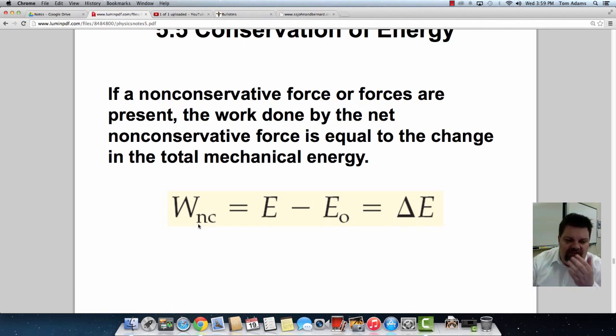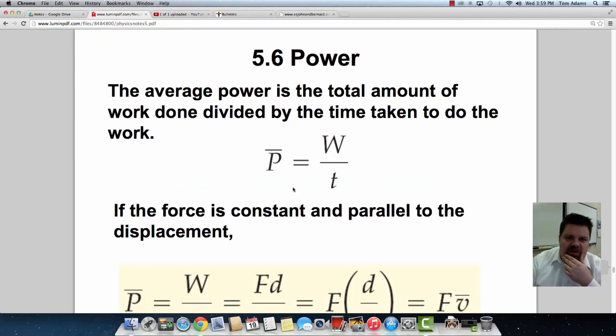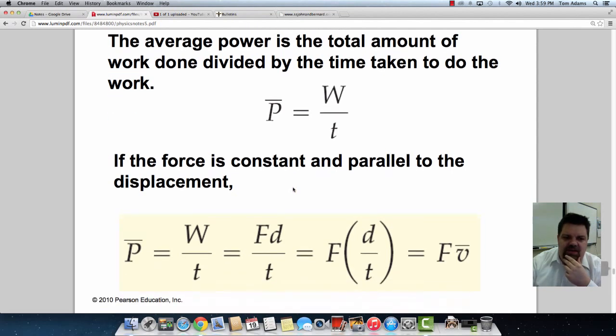And so one thing that we want to do is we're always thinking about these changes over time because we live in time. So the average power is the total amount of work done divided by the time taken to do the work, which is equal to the work divided by time. If the force is constant and parallel to the displacement, then the power is equal to the work divided by time.